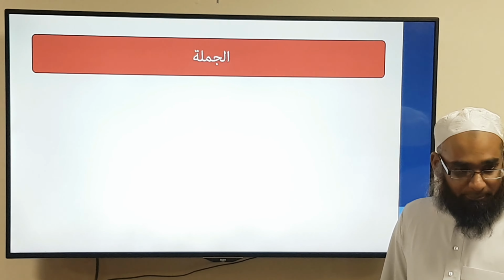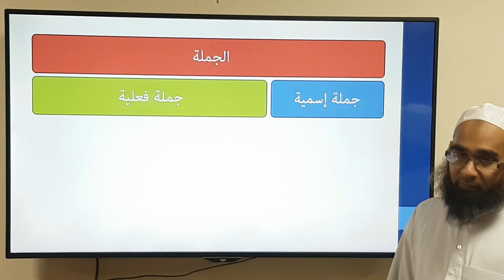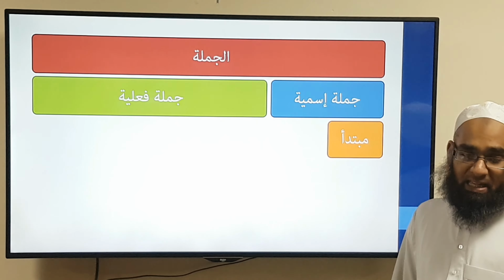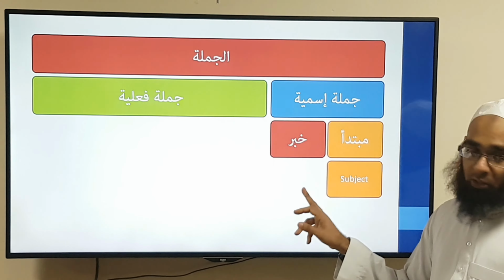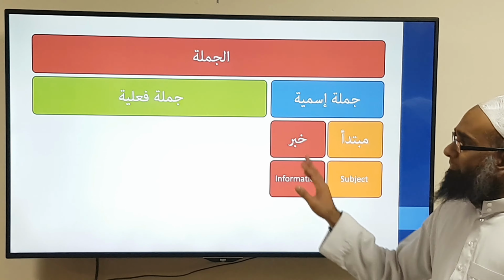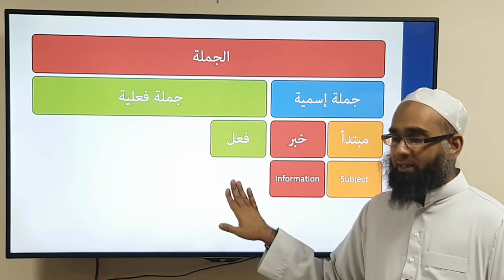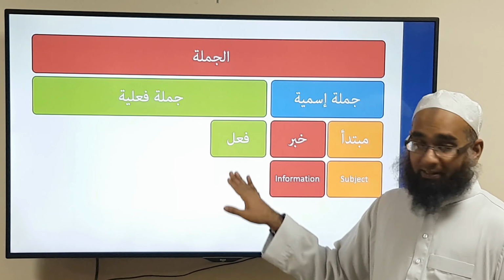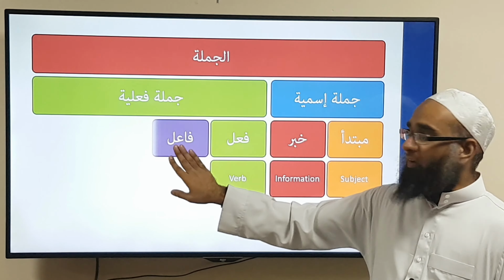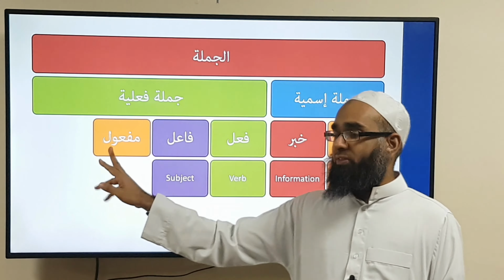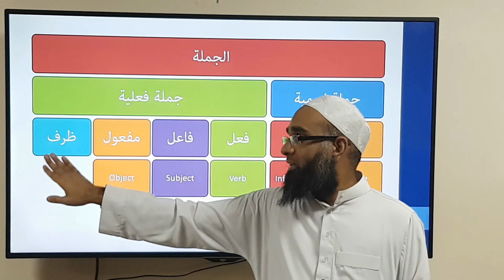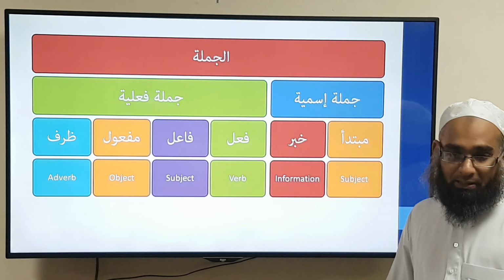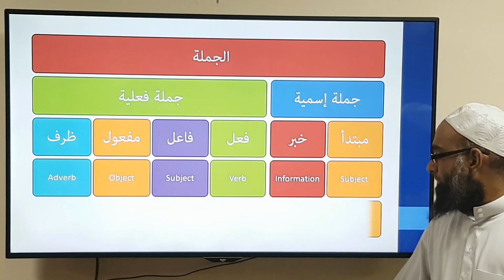Okay. So before we wrap up section 2, we have al-jumla, ismiya and fi'liya. Ismiya is made of mubtada and khabar. Mubtada is called the subject. Khabar is called the information. And the jumla fi'liya is made up of the verb, then you have the fa'il, which is called the subject. Then you have the maf'ul, which is called the object, followed by the zarf, which is called the adverb. The adverb shows time, or place, time or place.